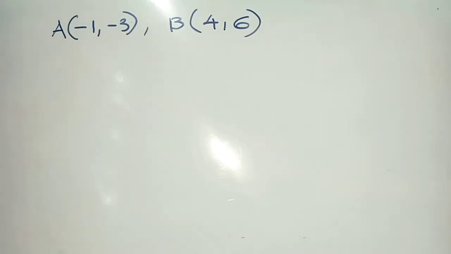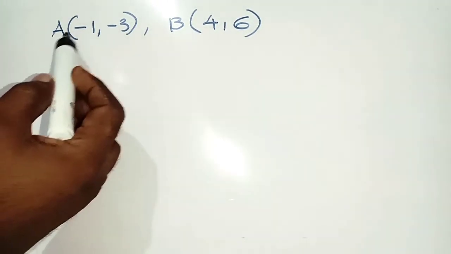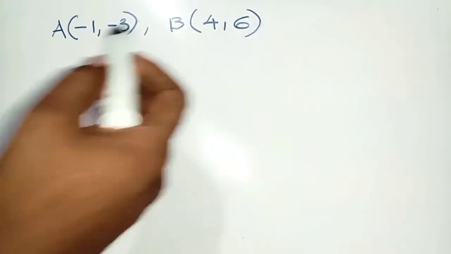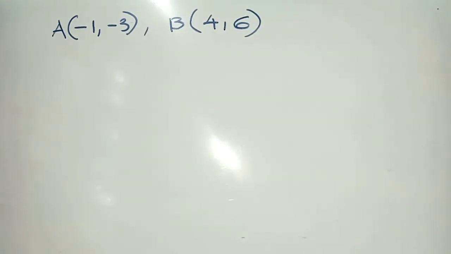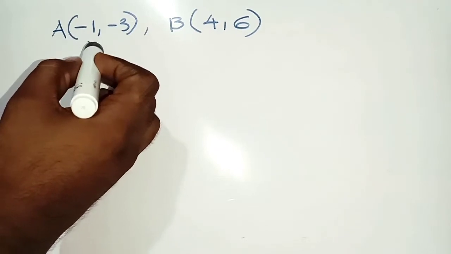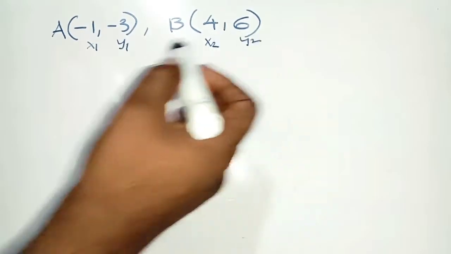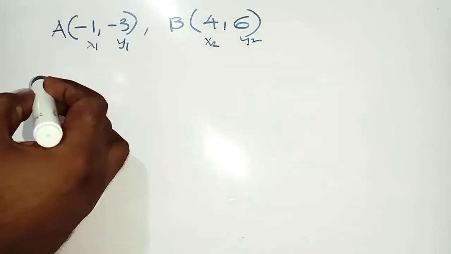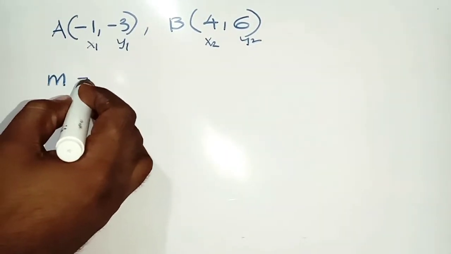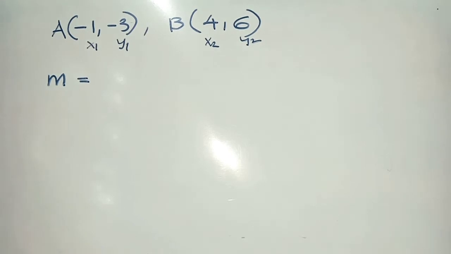if we consider another question for the equation of a straight line, we have 2 points, A (-1, -3) and B (4, 6). Find the equation of the straight line. So we can consider this one as (x1, y1) and (x2, y2). So let's find the gradient m. Remember the steps. First gradient, second substitute the gradient in y is equal to mx plus c.